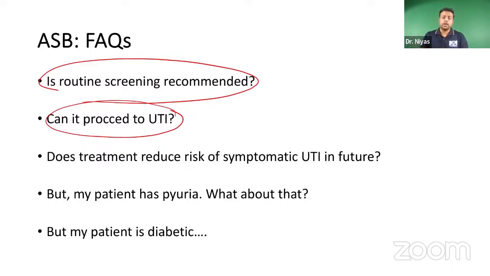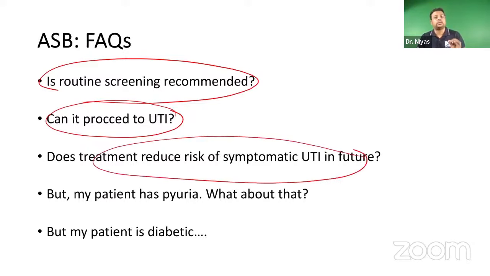You have to tell the patient, because the patient may later come and tell you, you didn't treat my asymptomatic bacteriuria, that's why it progressed. No, it's not like that. If you treat it or not treat it, the risk of progression to UTI is the same. So the treatment does not reduce the risk of symptomatic UTI in future, and that is the reason we are not giving antibiotics in most patients with asymptomatic bacteriuria.